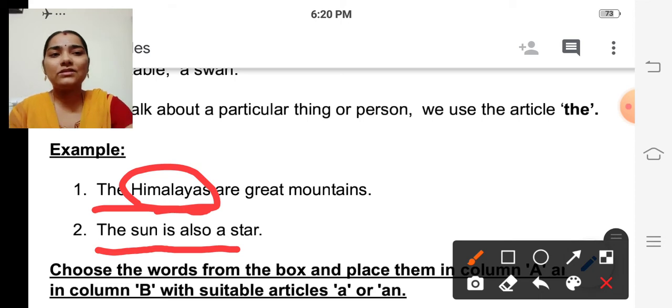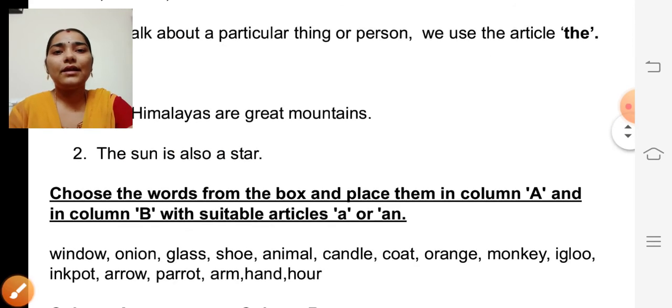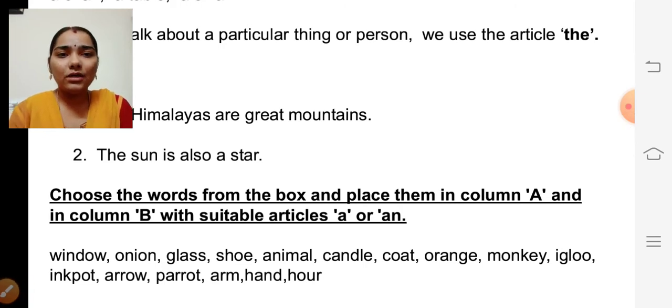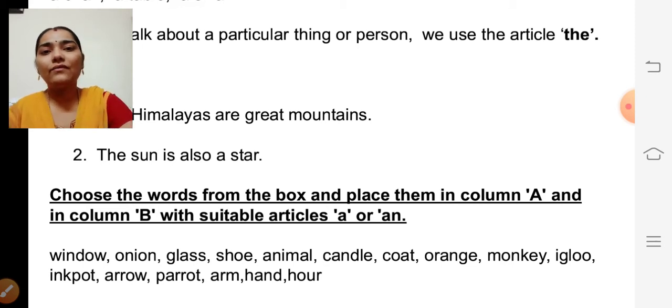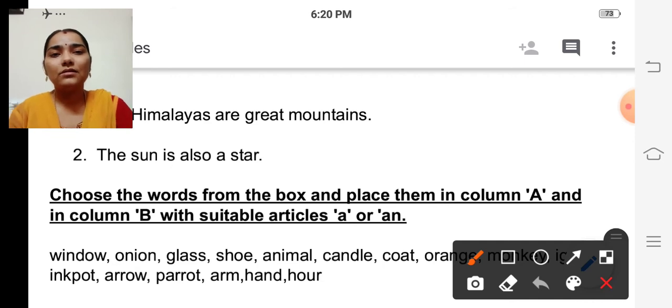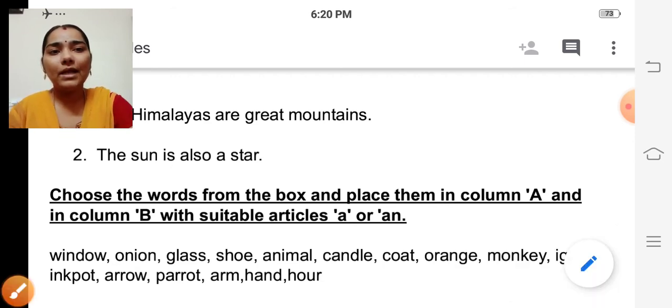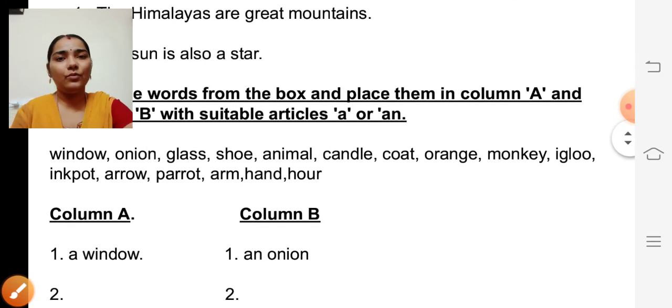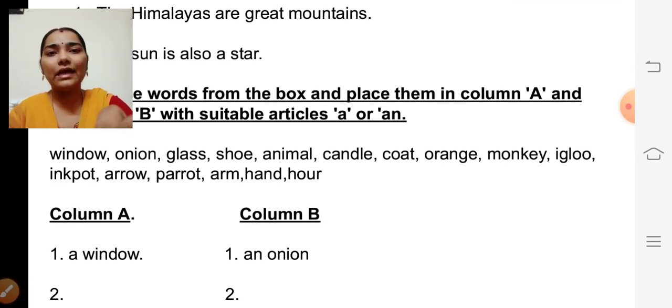Okay. Is it clear, children? Yes. Next one. Choose the words from the box and place them in column A and in column B with suitable articles a or an. So we have to find out the words and we have to place a or an before the words. Okay. So some of the words they have given.